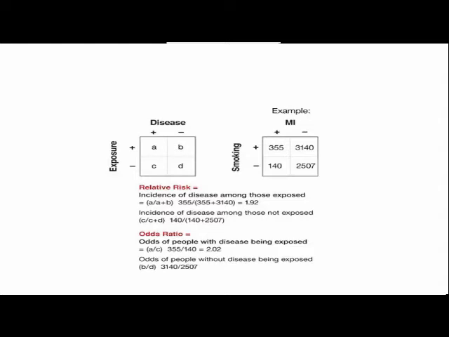Sir, it's smoking and this one, sir. Relative risk or odds ratio. It says that if it's more than 1, we can say that it is associated with the outcome, with smoking causing lung cancer.